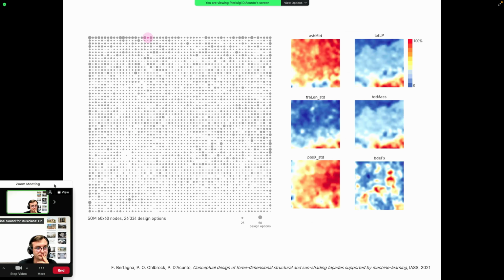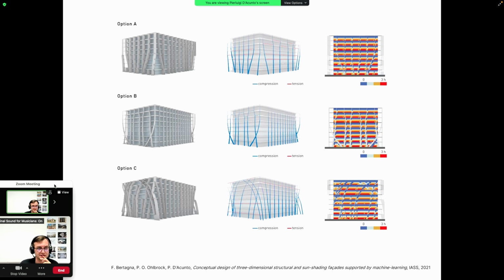And we see here, again, the self-organizing map, in this case 60 by 60 nodes, around 26,000 design options. And again, the possibility for the human designer to navigate within this design space in order to define the next step in the design process. Here we see some of the options that are connected to the design process that we saw before.